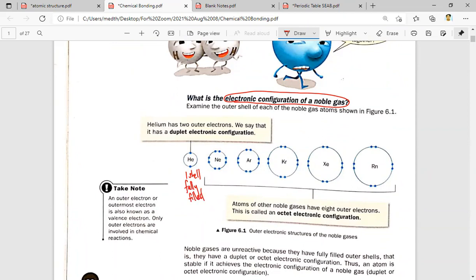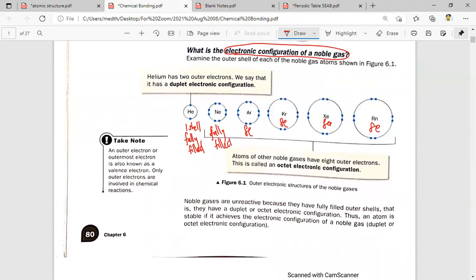Look at neon. The outer shell has 8 electrons. So 8 electrons, fully filled. That means my valence shell, my outermost shell, is fully filled. Same here, you realize 8 electrons, 8 electrons, 8 electrons, 8 electrons. This one we call the octet electronic configuration. This one I call duplet.